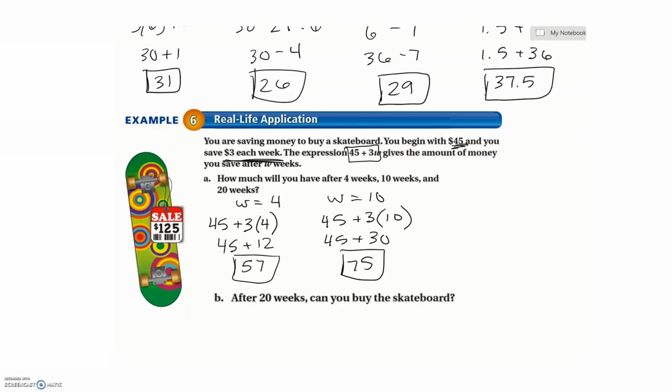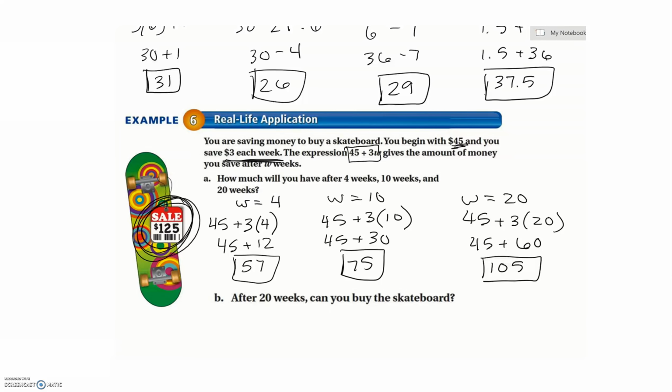So still not enough to buy that skateboard. And then let's try it for 20 weeks. So 45 plus 3 times 20. So we want to have our 45 and then get our answer there, 60, and then put that down. All together, after 20 weeks, can you buy the skateboard? If the skateboard is 125 and after 20 weeks you only have 105, is it enough money? So no, not enough money.